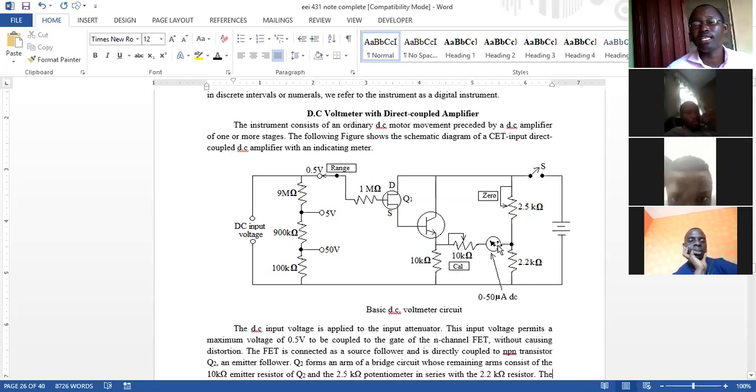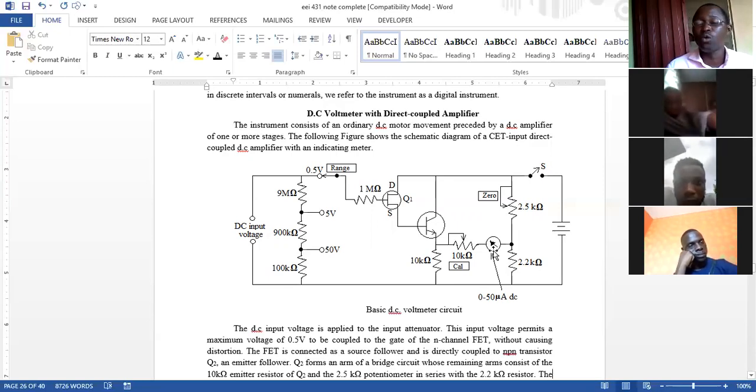You see the meter here that has an arrow inside a circle. That meter is basically a DC meter. But before the current gets to it, the current has been amplified by the stages of the amplifier that we have here. So in essence, we have basically two amplifiers feeding a meter movement.